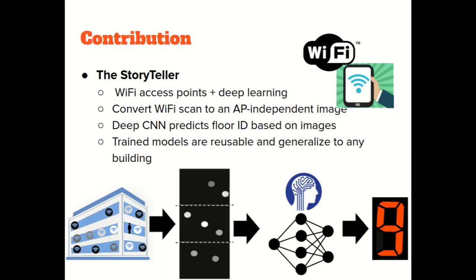To handle shortcomings in existing systems, we proposed the StoryTeller. The StoryTeller uses Wi-Fi access points and deep learning to predict the user's floor. As you can see in the image sequence below, first, Wi-Fi access points detected by the user's device are converted to an image. Colors in this image depend on signal strengths of the access points. The higher the signal strengths, the brighter the color, and vice versa. Then, a deep convolutional neural network is trained to predict floor ID based on input images. The trained models can then be used for real-time floor prediction. In addition, trained models are reusable and generalized to any building.